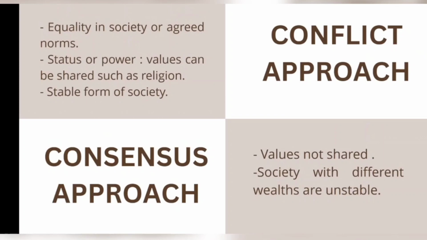Whenever we are talking about a consensus approach, we are seeing society as being equal. Everybody is sharing certain norms. There is no difference, and there is proper equality between each and every person, each and every group of the society. In fact, you can say that the values and norms are being shared. Nobody can break any law, nobody can break any value, because each and everything is being shared.